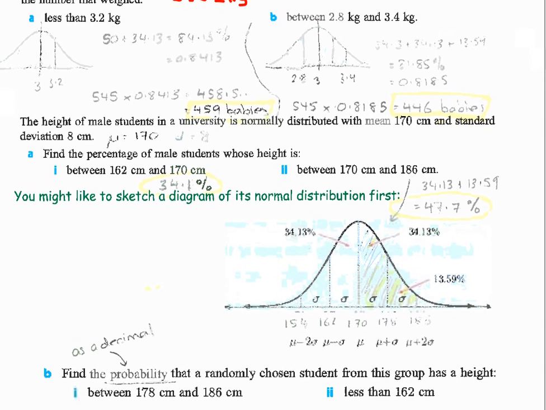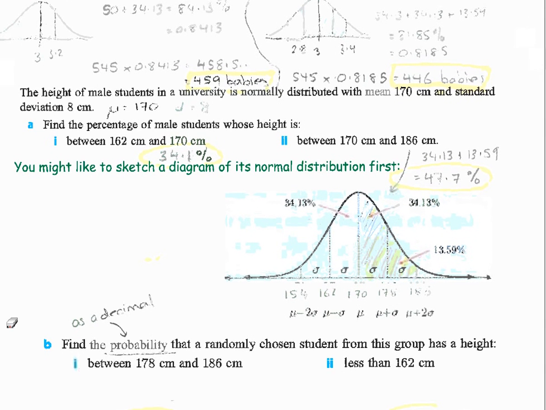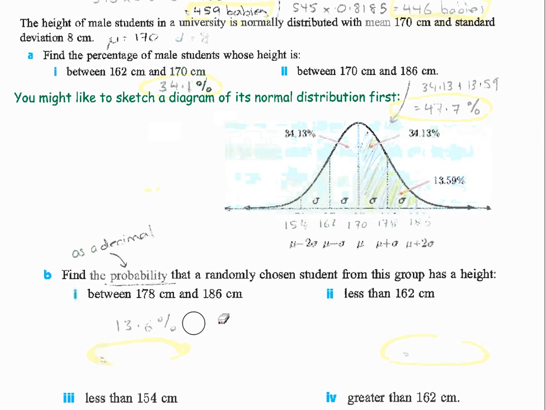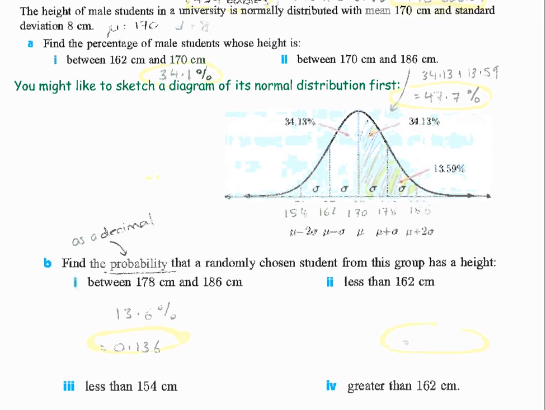Find the probability as a decimal. I'm going to say let's find the probability as a decimal rather than a percent, that a randomly chosen student from this group has a height between 178 and 186. So 178 is here, 186 is here. So 13.59 is the percentage, so 13.59% or 13.6%. To turn it into a probability, you just divide the percent by 100. Divide by 100 means move the decimal point 2 spaces to the left, 0.136. You can also write 0.1359 because that's an exact answer.